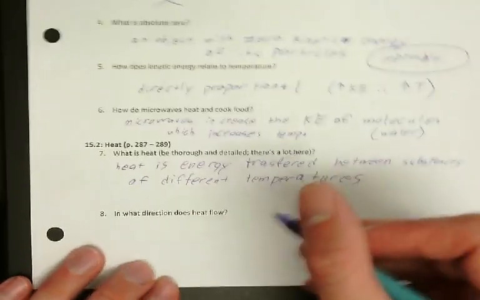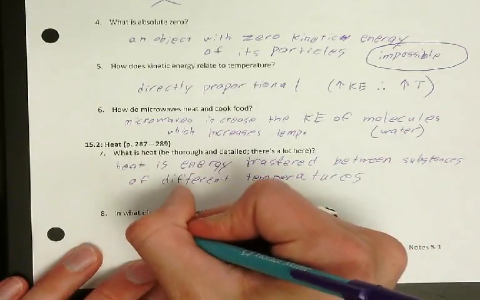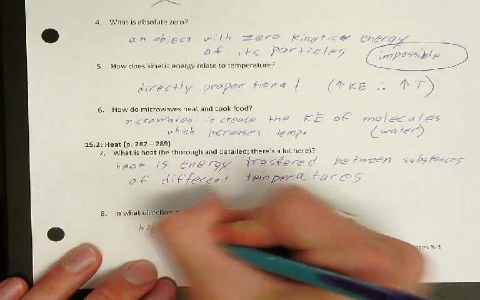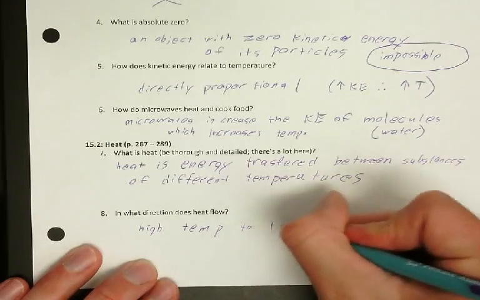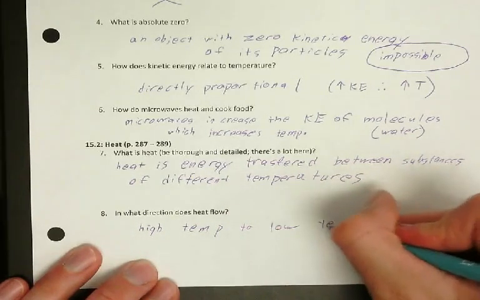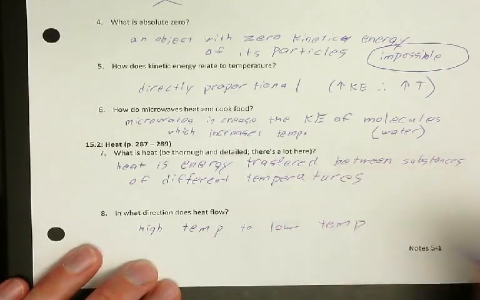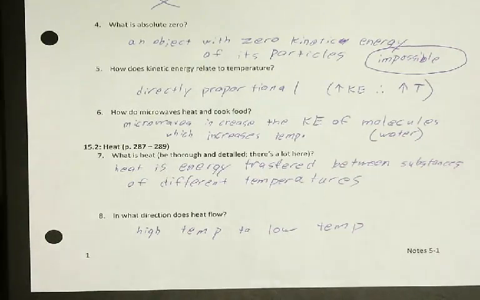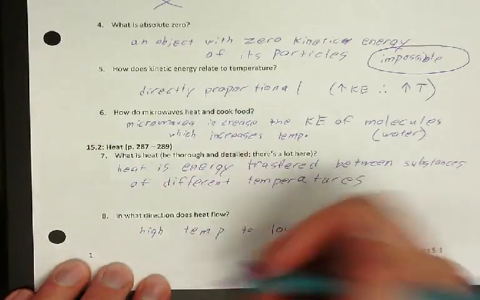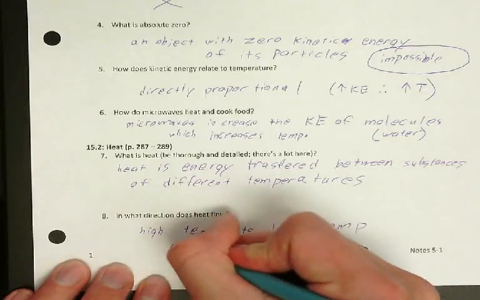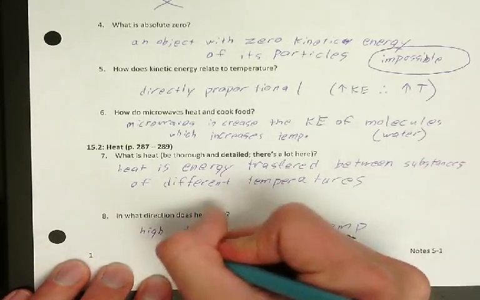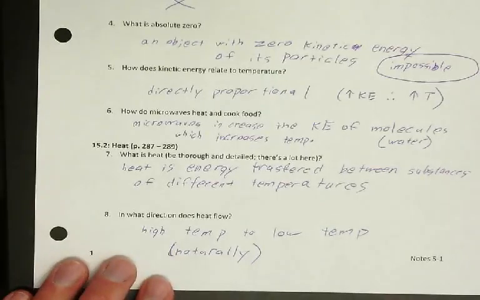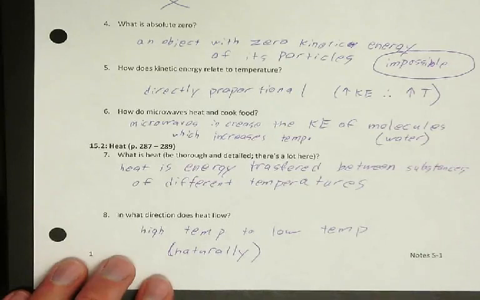So in what direction does heat flow? Heat flows from high temperature to low temperature. Now, to be specific, this is high temp to low temp naturally. You can go from low temps to high temps. Okay? Anyone got an example of that? Where you can go from a low temperature to a high temperature?